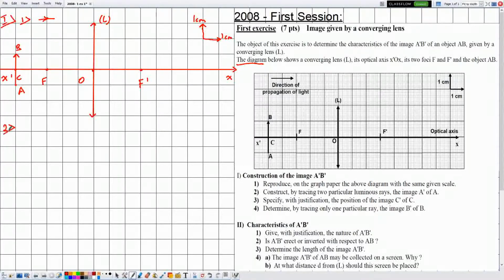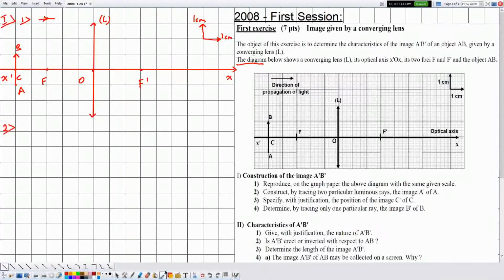Now in number 2, they are telling me construct by tracing two particular luminous rays the image A prime of A. Construct means that we need to trace and justify at the same time. In order to trace the image, we need to consider two particular luminous rays. The first one is parallel to the optical axis, and we know that this ray will emerge passing through the image focus.